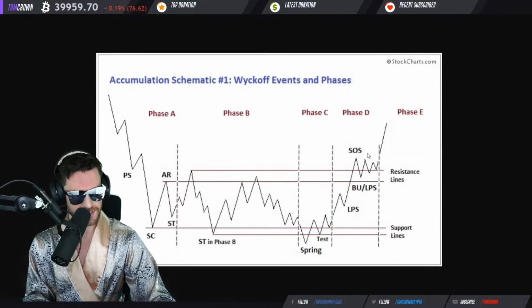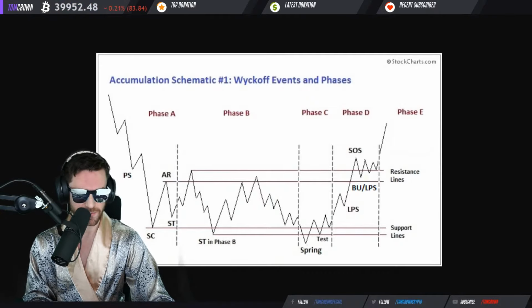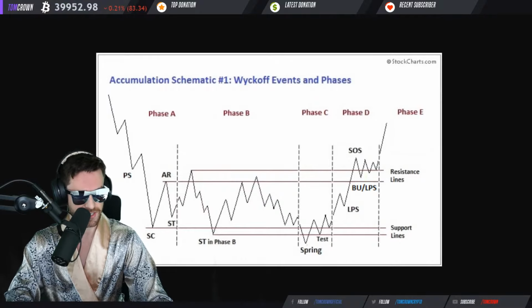Up here, we have SOS, and I'm going to make the argument today that this is where we are right now. This is a sign of strength, a price advance on an increasing spread and relatively higher volume. Often SOS takes place after a spring, which I'm going to make the argument we've also seen, validating the interpretation of that prior action. Cool.